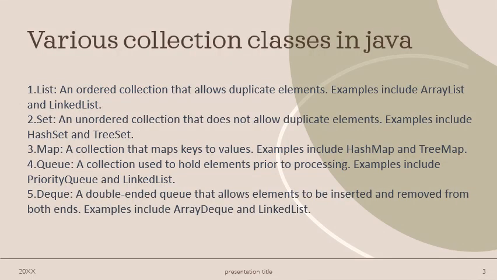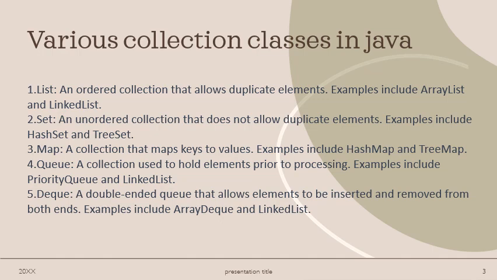Various collection classes in Java: we have List, Set, Map, Queue, and Deque. List is an ordered collection that allows duplicate elements. Examples include ArrayList and LinkedList. A Set is an unordered collection that does not allow duplicate elements. Examples include HashSet and TreeSet.